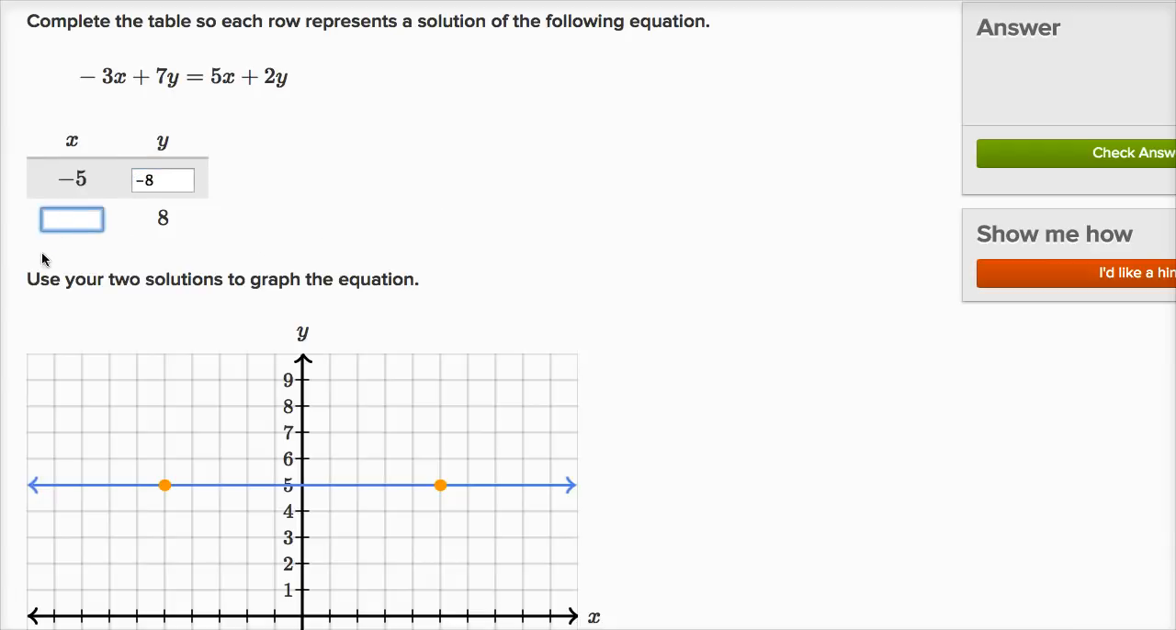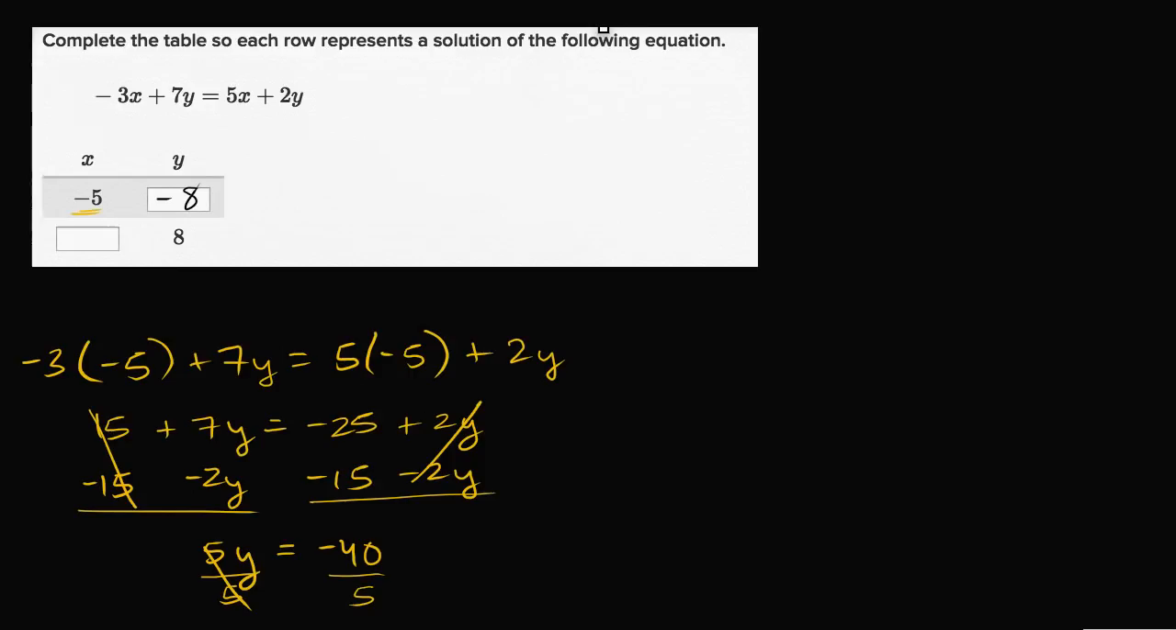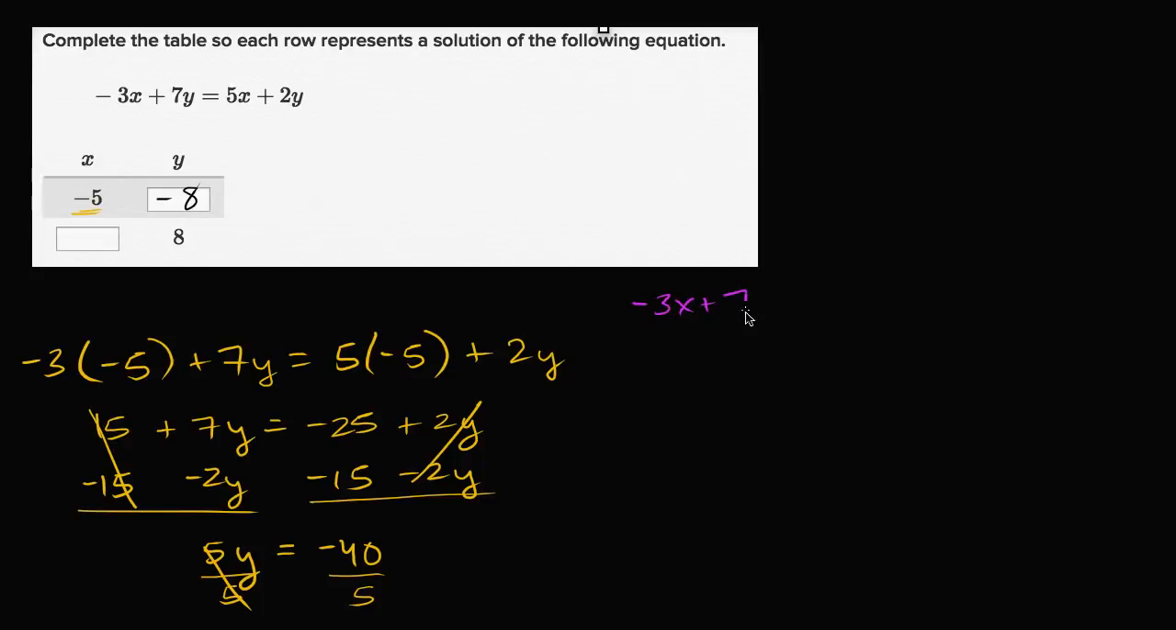And now we got to figure this out. What does x equal when y is +8? Well, we can go back to our scratch pad here. And now let's take the same equation, but let's make y equal to +8. So you have -3x plus 7, now y is going to be 8. 7 times 8 is equal to 5 times x plus 2 times, once again, y is 8.